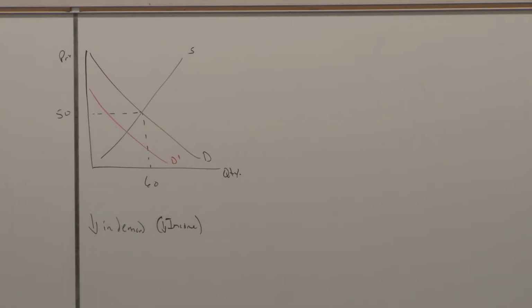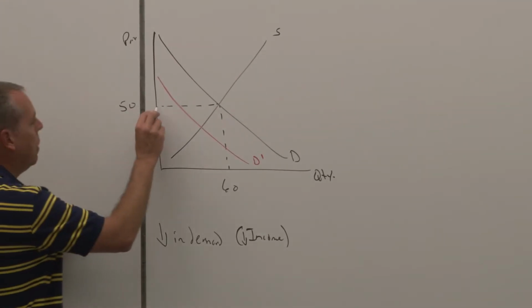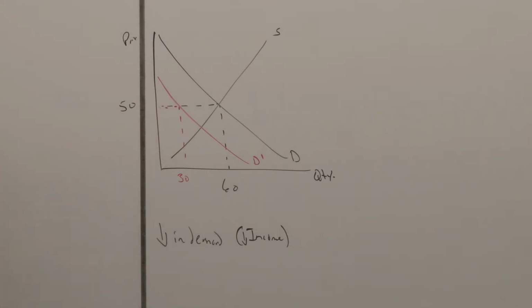At a price of 50, how many pairs of jeans do firms want to make? 60. At a price of 50, how many pairs of jeans do people want to buy? 30 sounds good. Too many or not enough? Too many, all right? We have a surplus of jeans. At the end of the week, firms are making 60 pairs of jeans because nothing has changed in the fundamental amount of jeans that firms want to make when they're getting $50. People now want to buy 30 pairs of jeans. We have a surplus. Surpluses do what to prices? Drive them down. All right?